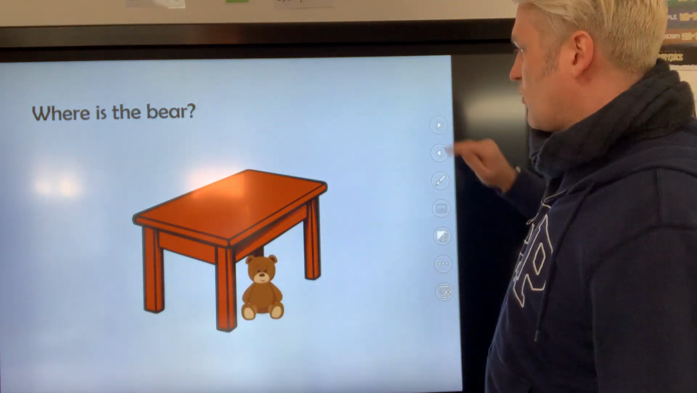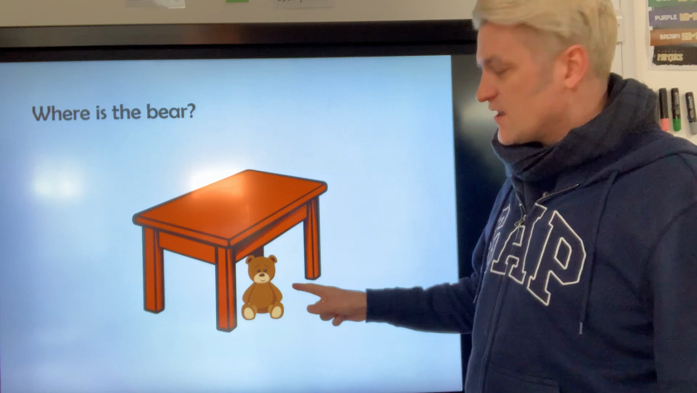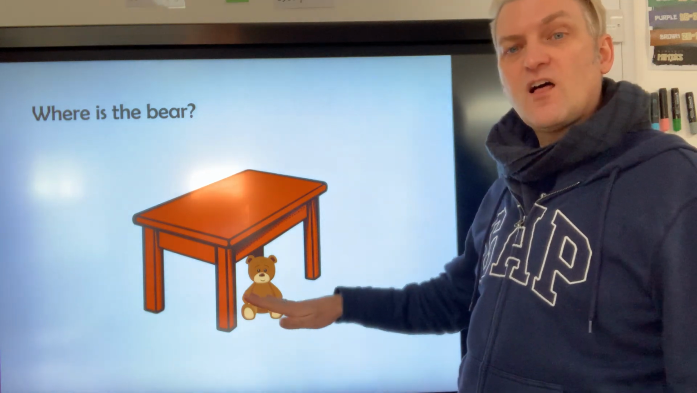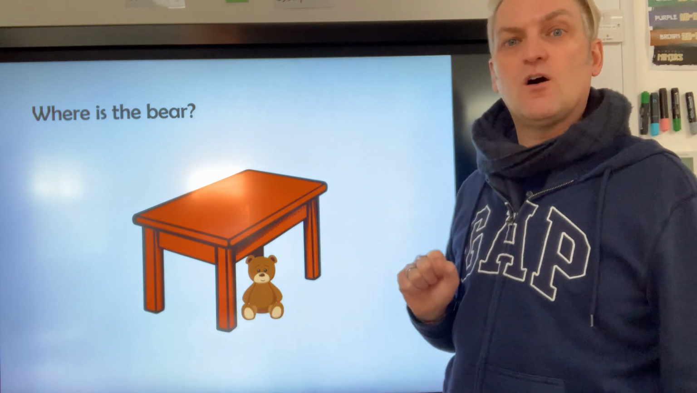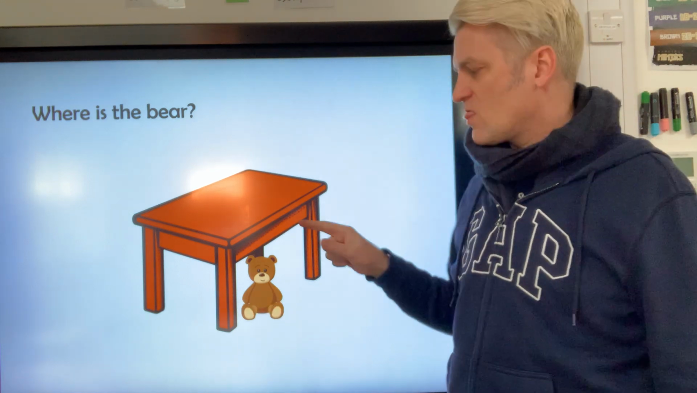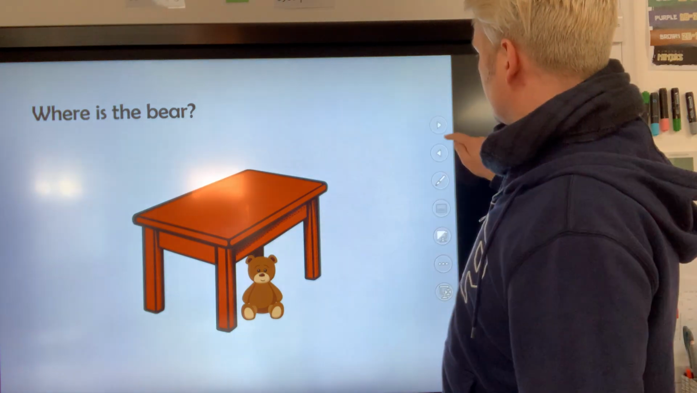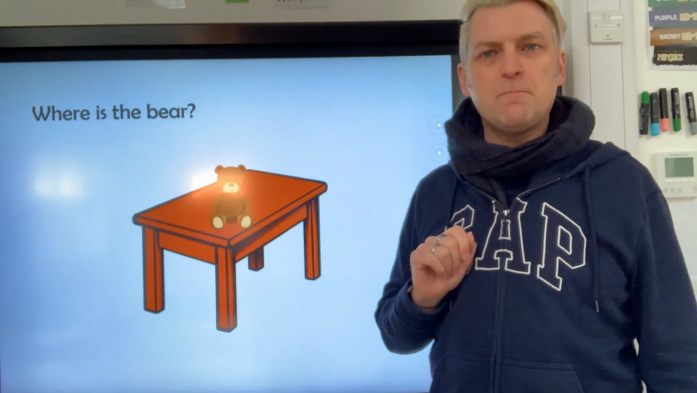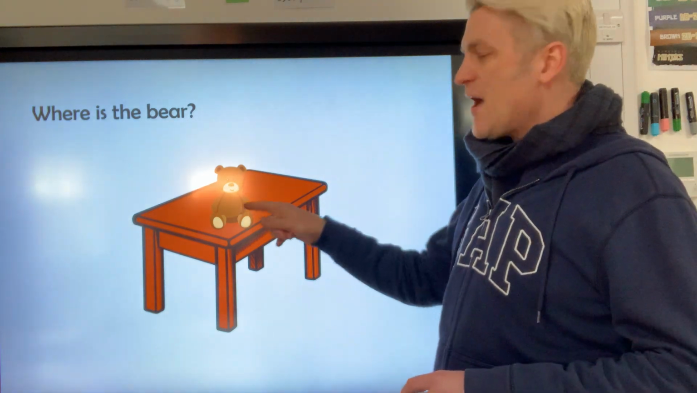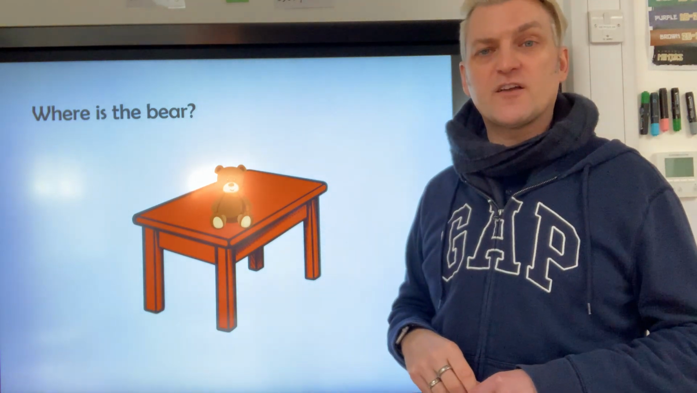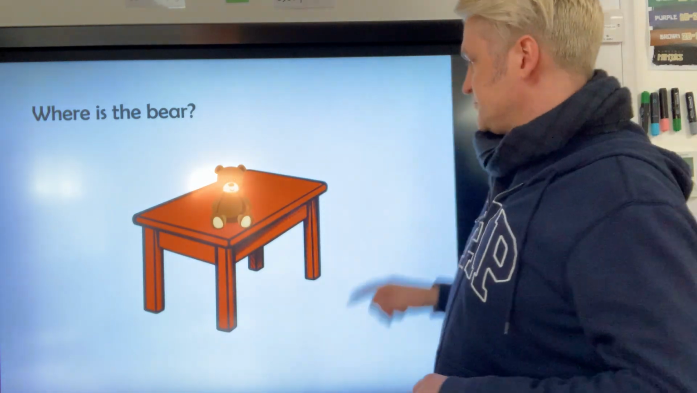Let's have another go. Where's the bear? Here he is, under the table. The bear is under the table. Or you could say beneath. The bear is beneath the table. Where is the bear now? Where's the bear? The bear is on the table. The bear is on the table.